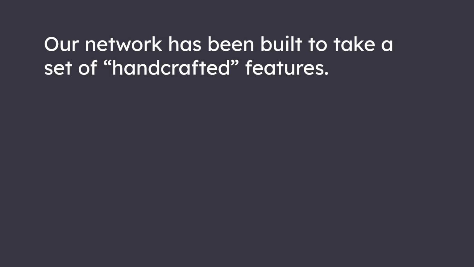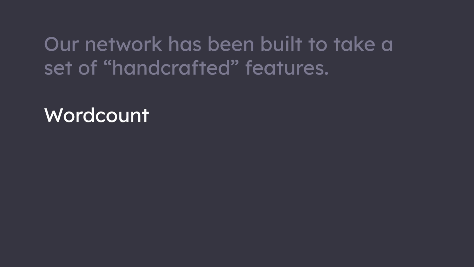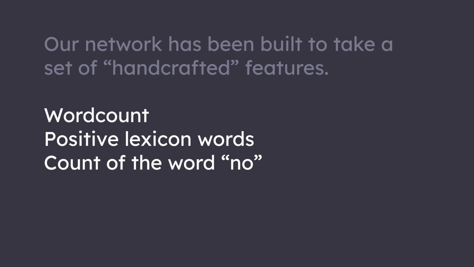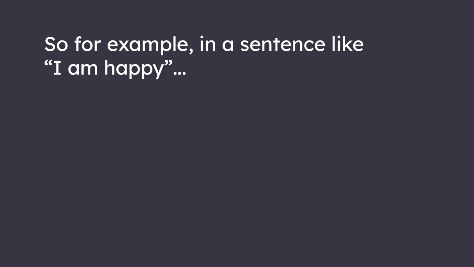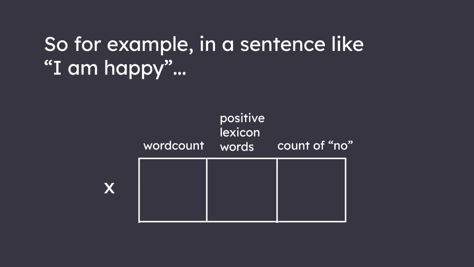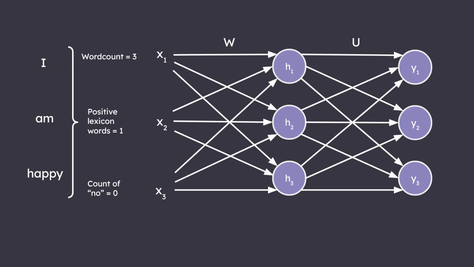Our network has a set of handcrafted features, which are word count, the number of words in the text, the number of positive lexicon words like happy or good, and the count of the word no. So for example, in a sentence like, "I am happy," the feature vector would be the following. There are 3 words in the sentence, so the word count would be 3. There is 1 positive lexicon word, happy, so the number of positive lexicon words would be 1. There are no instances of the word no, so the count of no would be 0. Using this information, we can plug our feature vector into our neural network.